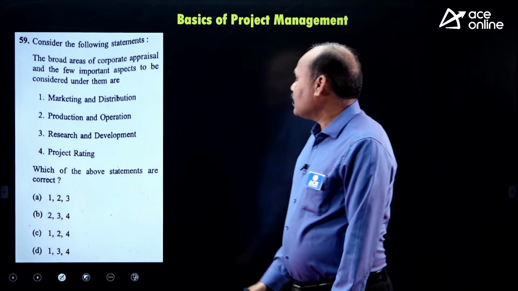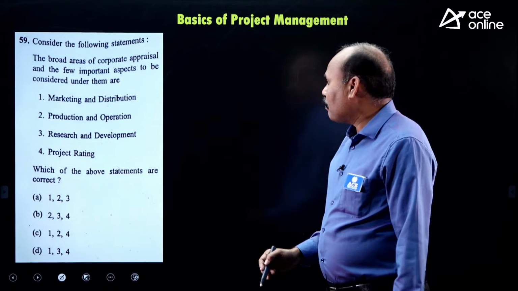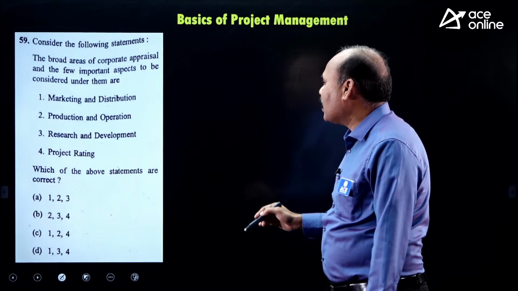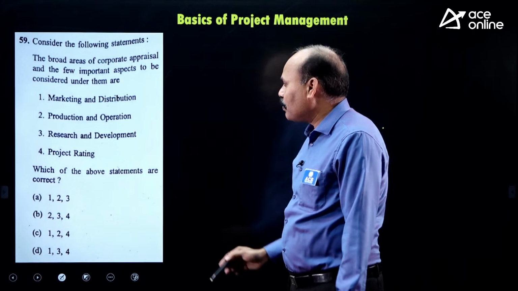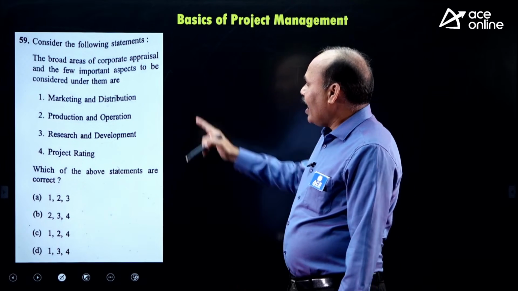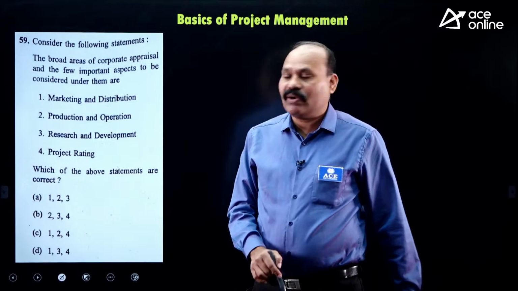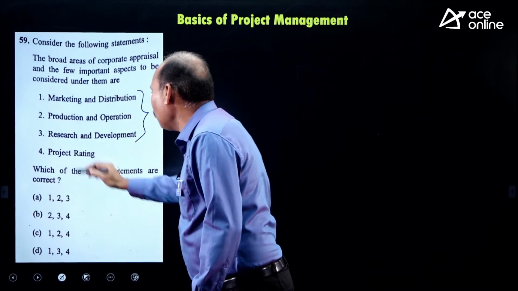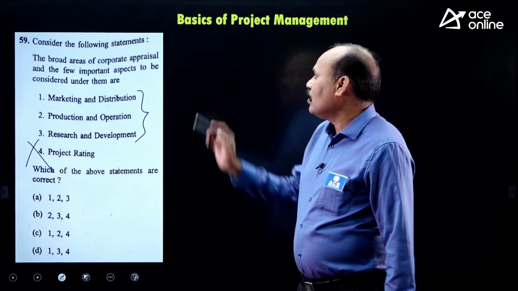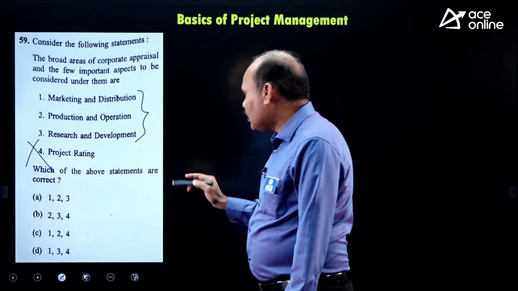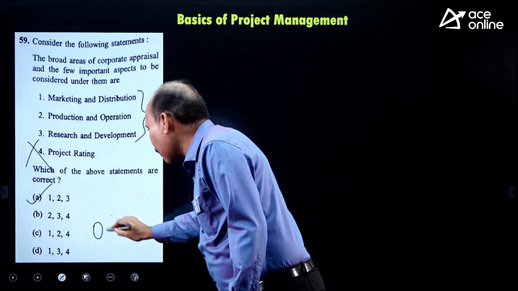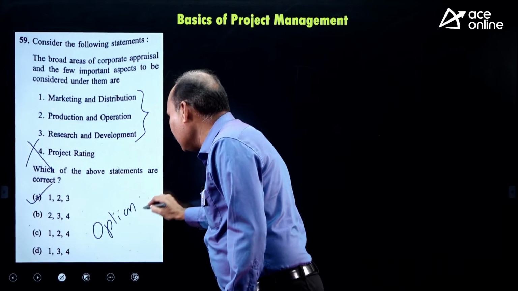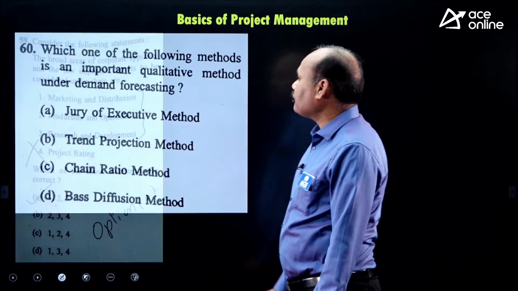Consider the following statements. The broad areas of corporate appraisal, a few important aspects to be considered: marketing and distribution, production and operation, research and development, project rating. Actually here corporate appraisal is required for three cases. Project rating is in no way concerned with corporate appraisal. So the answer is 1, 2, 3, option A. Option A is the right answer for this.